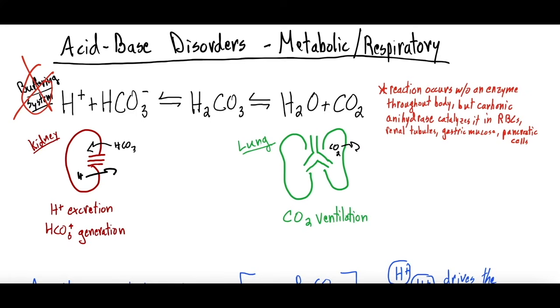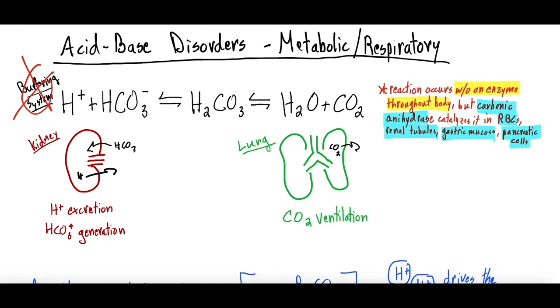How does this happen? Well, number one, this reaction is always occurring. It occurs without an enzyme throughout the body at all times. But in addition to that, there is an enzyme that does catalyze, or make this reaction go faster, and that's carbonic anhydrase. It's in things like red blood cells, the kidneys, renal tubules, the gastric mucosa, the stomach lining, and then pancreatic cells, or cells in the pancreas.